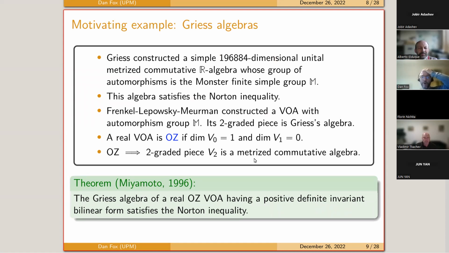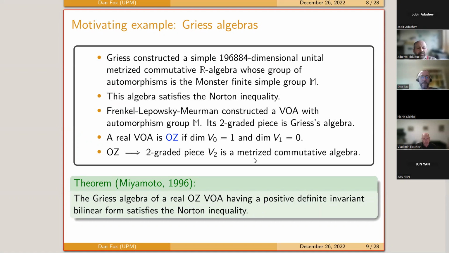And so the monster finite simple group is the largest of the 26 sporadic finite simple groups. And it was constructed by Griess as the automorphisms of a unital metrized algebra of dimension 196,884. So 1 minus this dimension is the dimension of the smallest non-trivial representation of the monster finite simple group. And so this is, you know, joining a one-dimensional subspace to put a unit in. And it's known that this algebra satisfies the Norton inequality. I guess actually this is due to Norton.